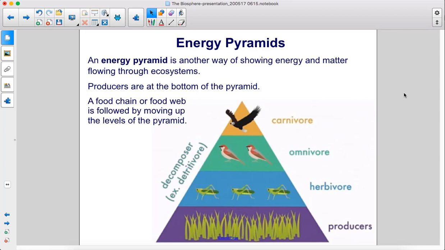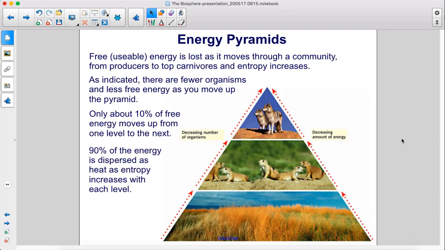An energy pyramid is another way of showing energy and matter flowing through ecosystems. Producers are at the bottom of the pyramid. A food chain or food web is followed by moving up the levels of the pyramid. Free or usable energy is lost as it moves through a community from producers to top carnivores, and entropy increases. As indicated, there are fewer organisms and less free energy as you move up the pyramid. Only about 10% of free energy moves up from one level to the next. 90% of the energy is dispersed as heat as entropy increases with each level.